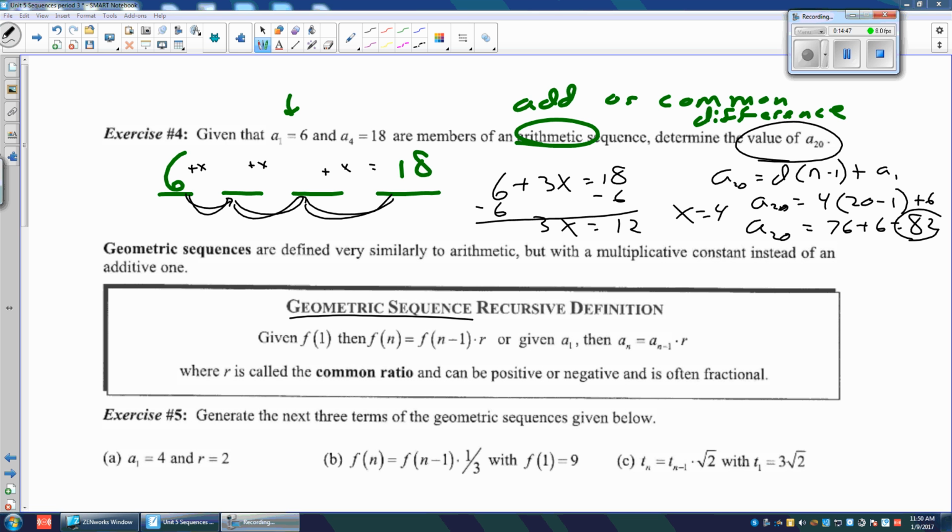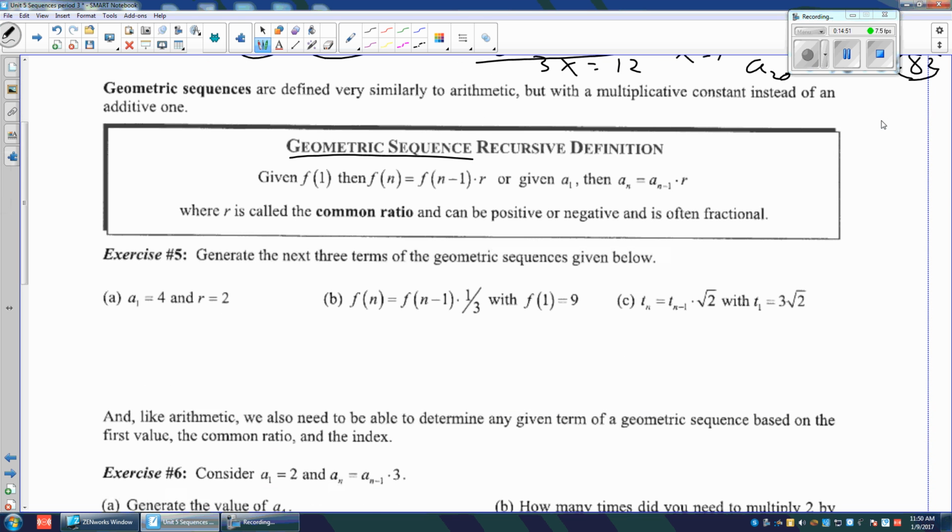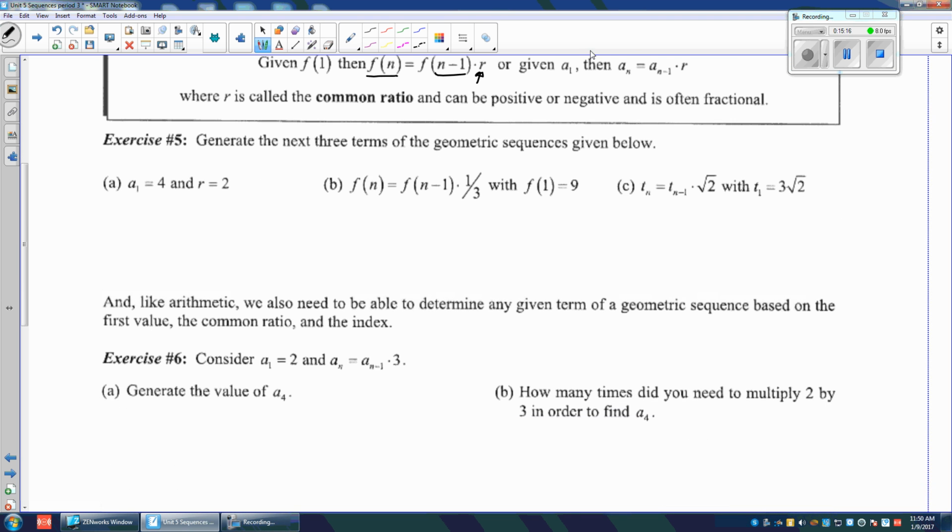Let's carry on with geometric sequences. Geometric sequences are defined very similar to arithmetic, but with a multiplicative constant instead of an additive one. So here we have my number is the previous number times whatever that ratio is. That's why it's R. Okay.